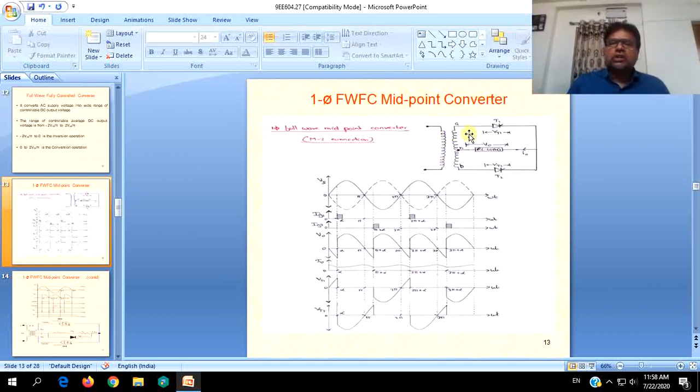Means this transformer should have either 1:2 or 1:1 ratio, but the half of the secondary winding of this transformer should be able to supply the full rated voltage of the load. And as it is connected to the midpoint of the secondary, it is called midpoint conversion. And as the supply is taken from a center tap transformer, this is also called the center tap transformer method.